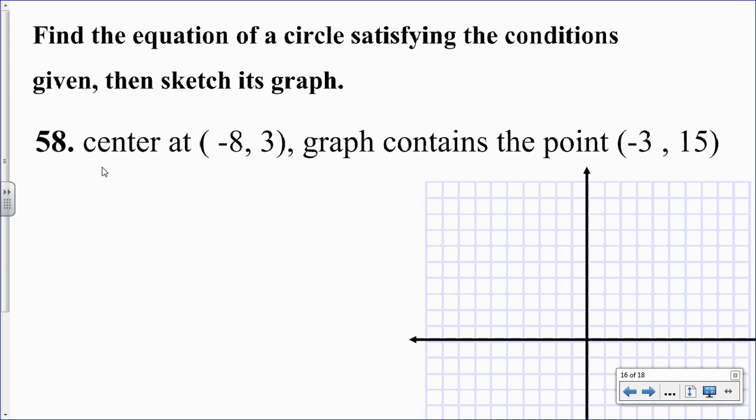All right, we got a little bit to finish from 2-1. So we're going to finish 2-1. We have a little bit left to do with circles.